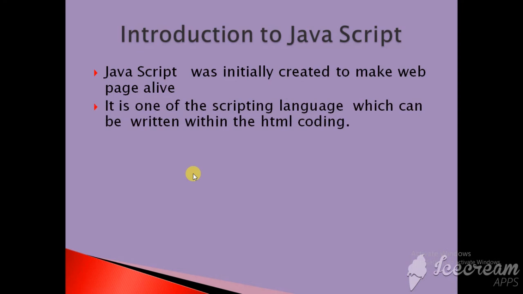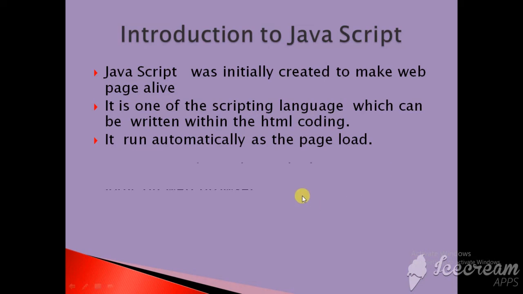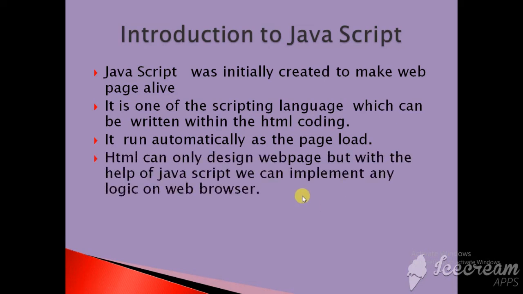Next, it is a script which can be written within the HTML code. It is another scripting language, but it is one which can be written with the help of HTML code. It can be written in the head part or the body part, and it will automatically run on the web. Once the page is loaded onto your system, it automatically runs. So this is one of the functions of JavaScript.